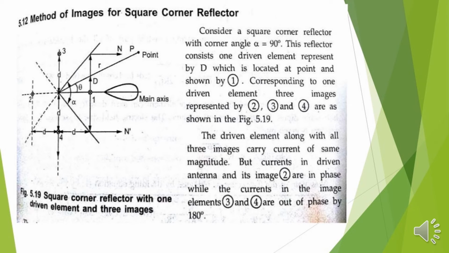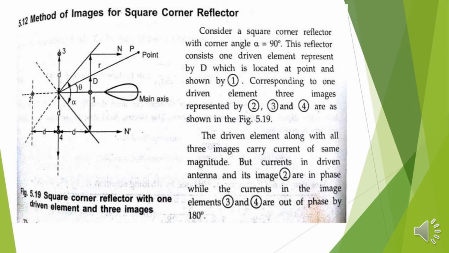So now let's see some methods of images, how to form a square corner reflector. First, initially what we have to do is consider a corner angle of alpha equal to 90 degrees. This particular reflector will have one driven element located at the point P. You can see in the PPT clearly. This represents the driven element, and it is represented by points 2, 3 and 4. You can see in the diagram 2, 3 and 4 are the driven elements.